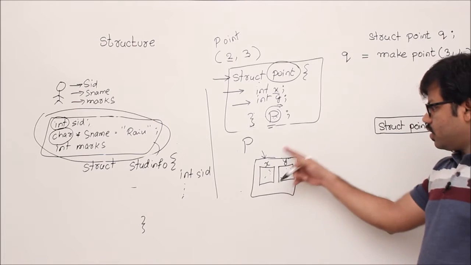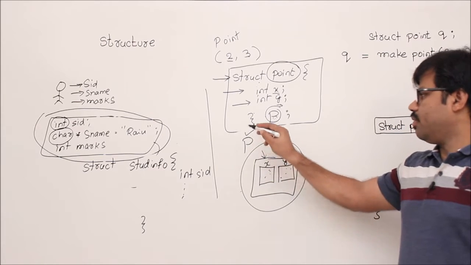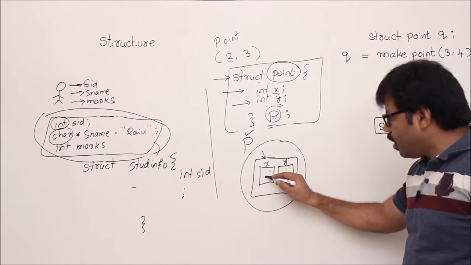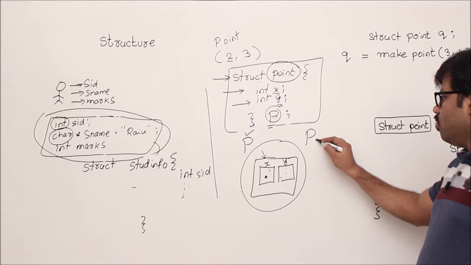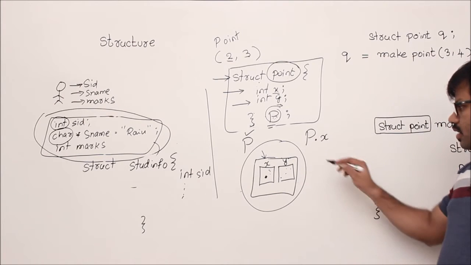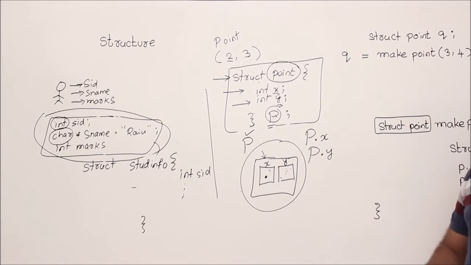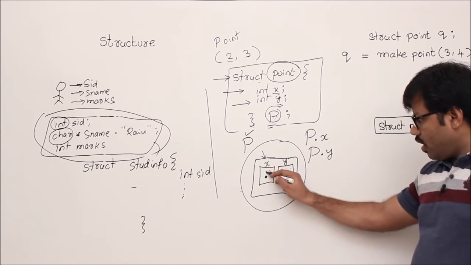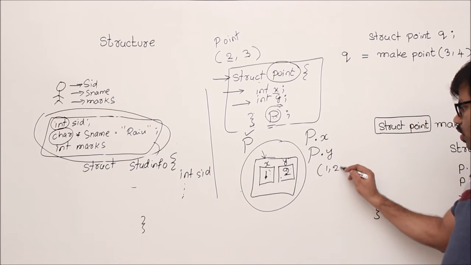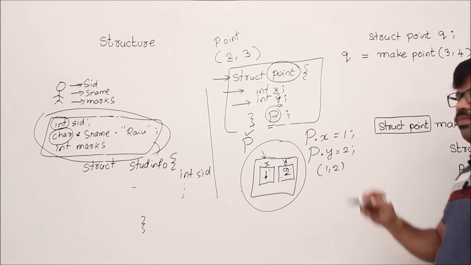Now, how to refer to these two? To refer to this entire bundle, we have to use the name p. But if you want to refer to this particular memory location, the syntax is p.x. From now onwards, because it's a new thing for us, we are learning the syntax for it. To access this one, we should write p.y. For example, I want to make this value 1 and this value 2, because I want to create a point (1, 2). Then simply write p.x = 1, p.y = 2.